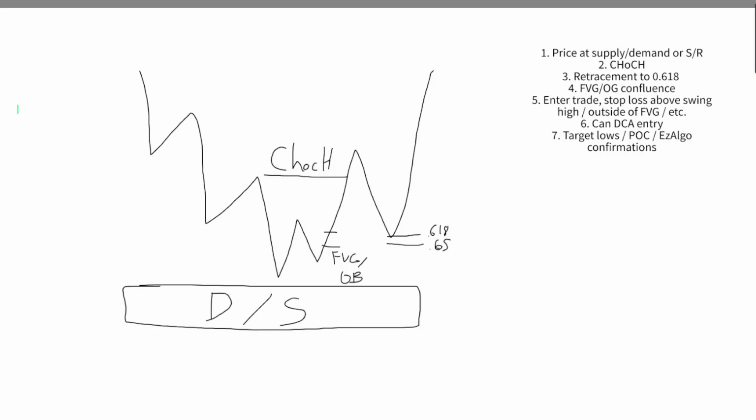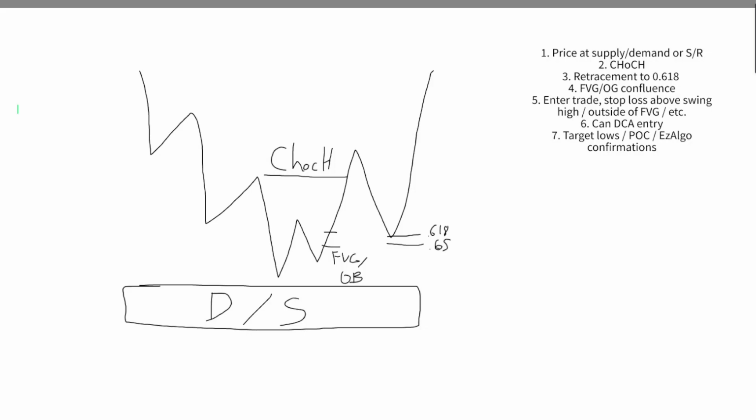This is more for if you're entering on a lower time frame, but you want to make sure price is at a supply or demand or support and resistance level on a higher time frame. So if you're going to be entering on a 5-minute, you still want to make sure you have the higher time frame confluence. Is price, or did it already reject from a 4-hour supply zone? So once you have that initial confirmation that you're at a supply or demand on a higher time frame, then you can go down to the lower time frame and look for your entry.